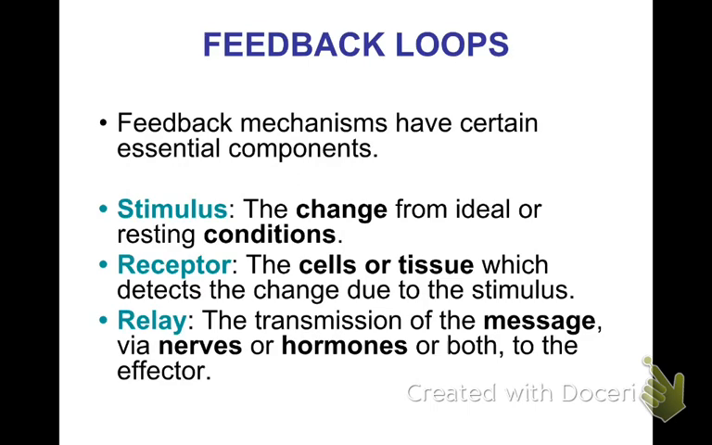So feedback loops, there are some specific vocab terms that you guys need to know just so you can identify the different parts of the feedback loops. Okay, so the first one is the stimulus, the change from an ideal or resting condition. For example, it starts to get cold in the classroom. The receptor are the cells or tissues which detect the change due to the stimulus. Okay? How do you know it's cold in the classroom? Your arms and face and everything feel cold, right? Your skin feels cold. Once your skin gets cold, it's going to send that message, right? Hey, it's getting cold in here. So the relay is the transmission of the message via nerves or hormones or both to the effector.